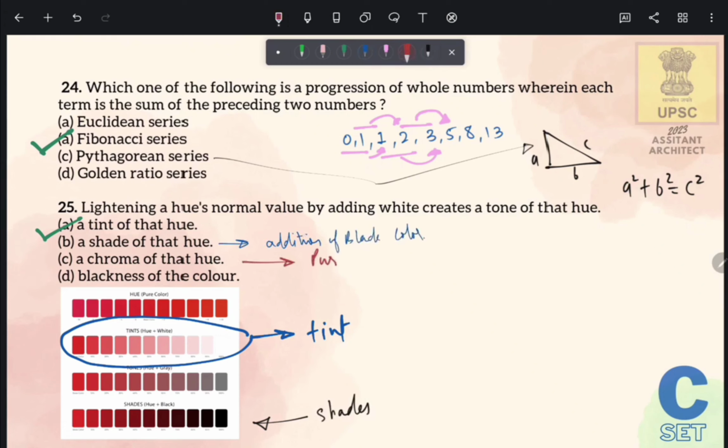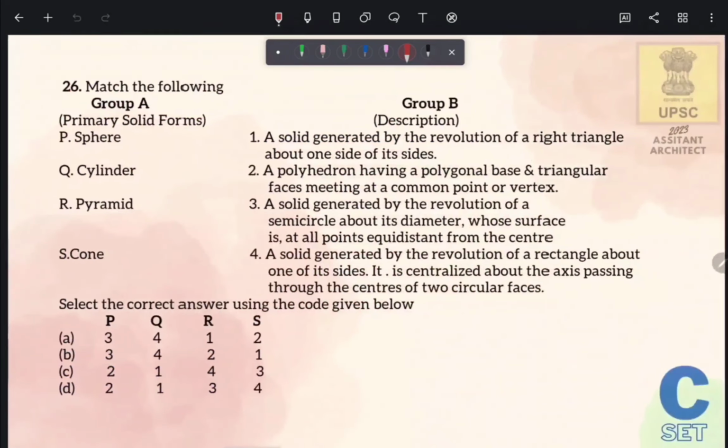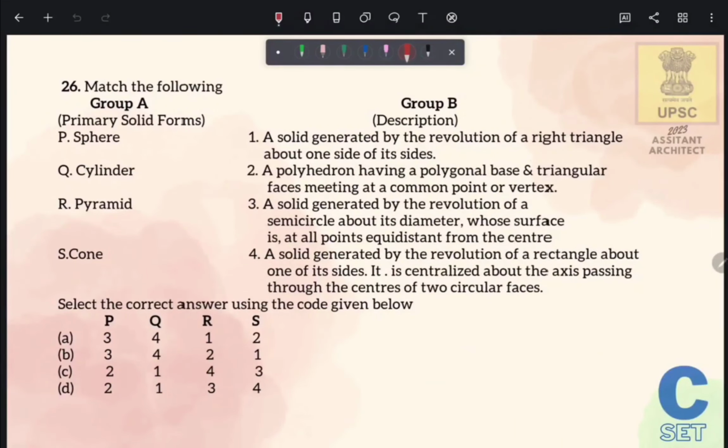Chroma is the purity and intensity of color, and blackness of the color is known as absence of light. Now move to the next question. Match the following primary solid forms with its correct description. So let's see all the descriptions one by one and try to understand them with a diagram.